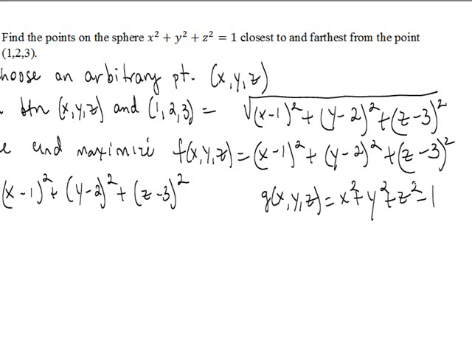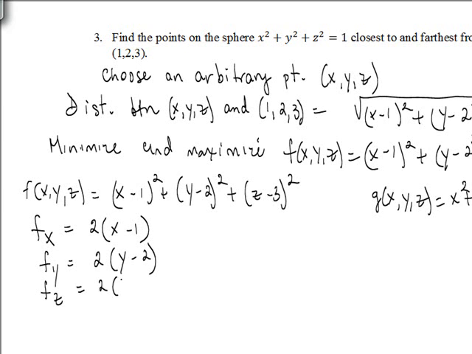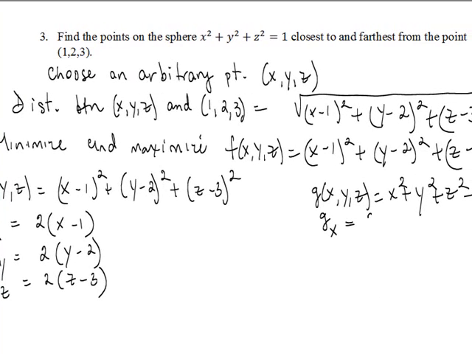All right, we have to find the first partials. We have a function of 3 variables, so we have 3 first partials to find. Okay, so let's do it. Fx is 2 times x minus 1. Fy, 2 times y minus 2. Fz, 2 times z minus 3. Now over to g. Partial of g with respect to x, 2x, gy, 2y, gz, 2z.